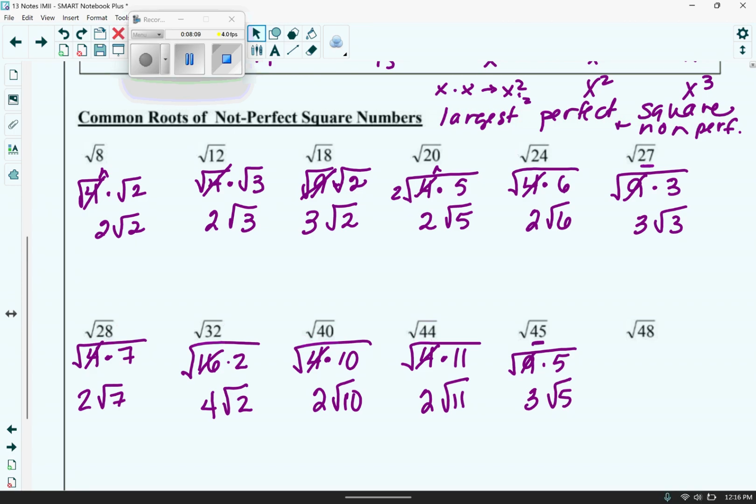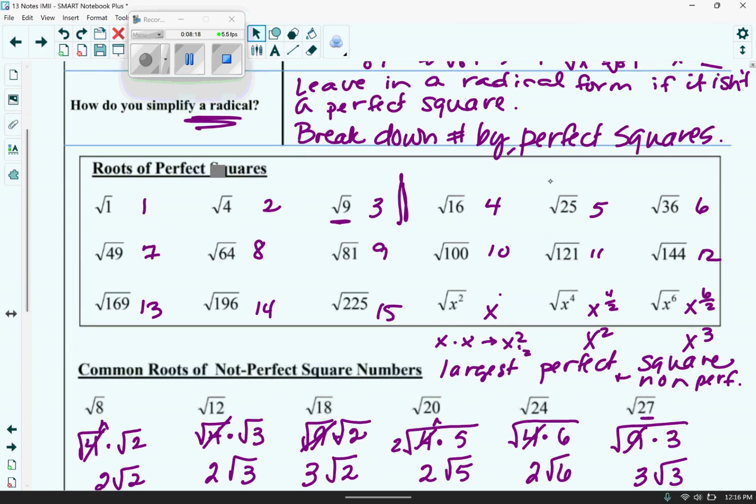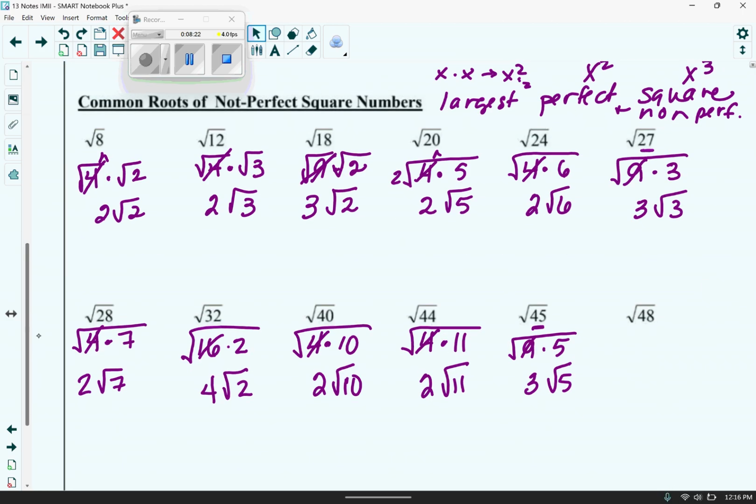48. Half of 48 is 24. So things that are under 24. So I'm going to go back up here and I'm going to say under 24, right through here. So 16, does 16 go into 48 evenly? Yes, 16 times 3. Beautiful. Square root of 16 is 4, so 4 radical 3.